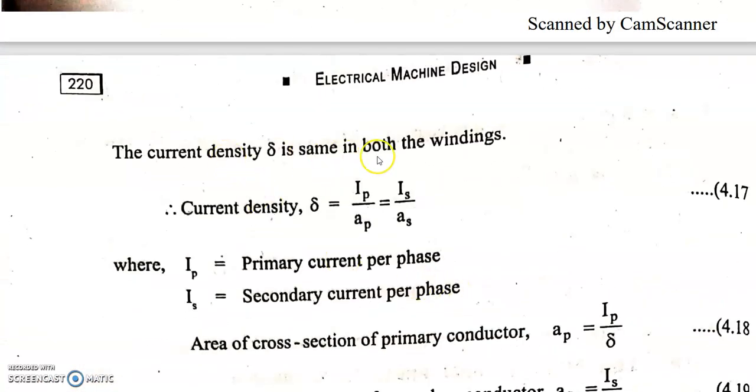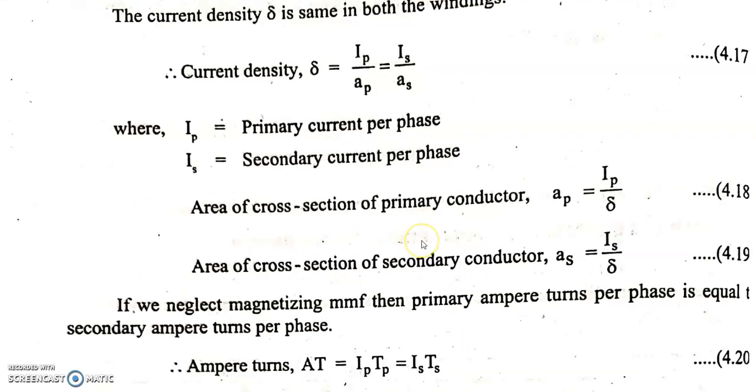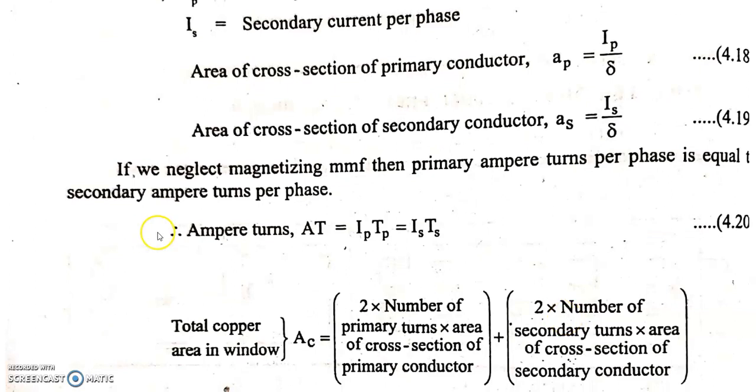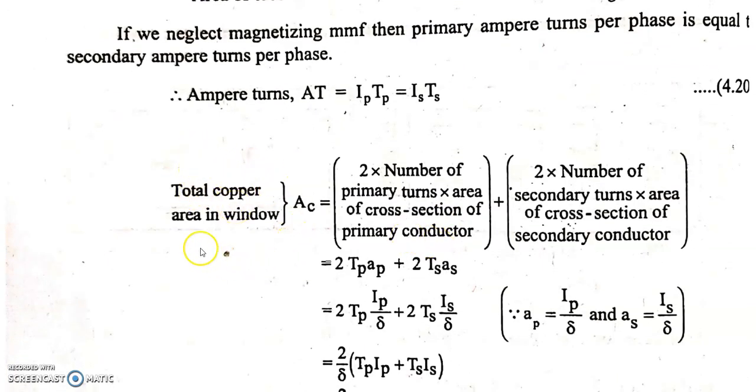Delta is the current density, and we assume it is the same in both primary and secondary windings. The formula for current density is current per area. At the primary side it is Ip by Ap, and at the secondary side it is Is by As. From this we write Ap and As in terms of current density as Ip by delta and Is by delta for primary and secondary sides respectively. Then we write the equation for ampere turns: IpTp is also equal to IsTs.